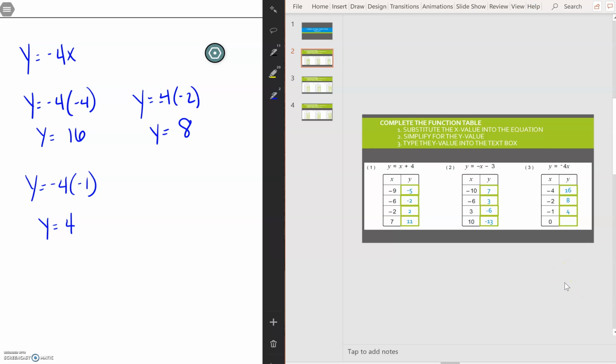And last, what is our y value when x equals 0? Well, negative 4 times 0 would be 0. So when our x value is 0, our y value is also 0.